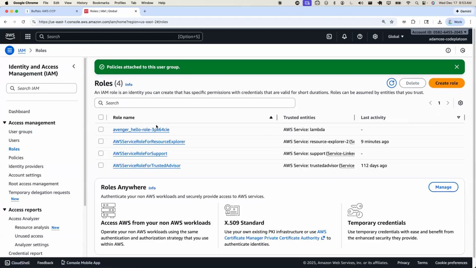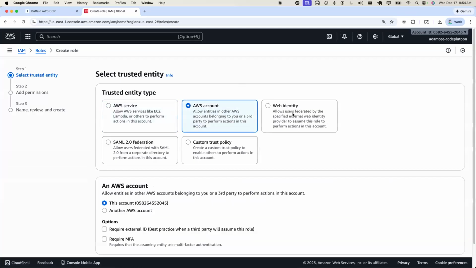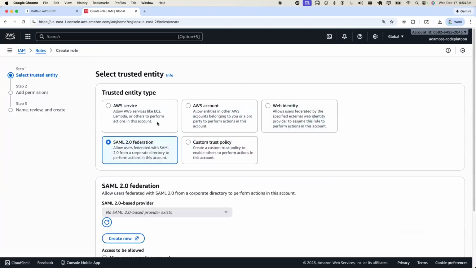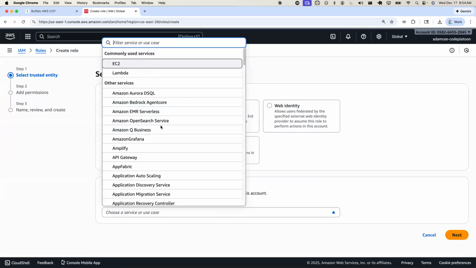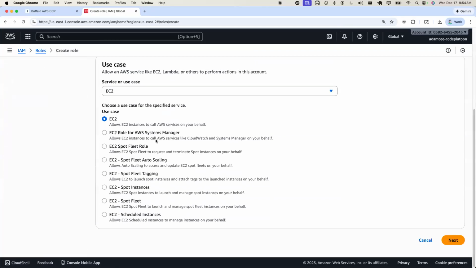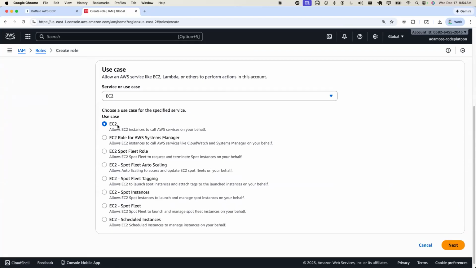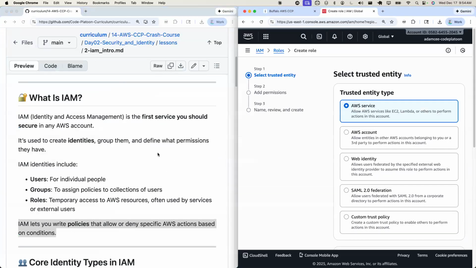Roles work the same way. If I create a role, I have to choose what this is for, and then you can get really specific. Like if I want an EC2 to be able to talk to other AWS services because I'm running some sort of code on it, then I would do that here. So this stuff is not straightforward at all. It's not hard. There's just a lot of moving parts.